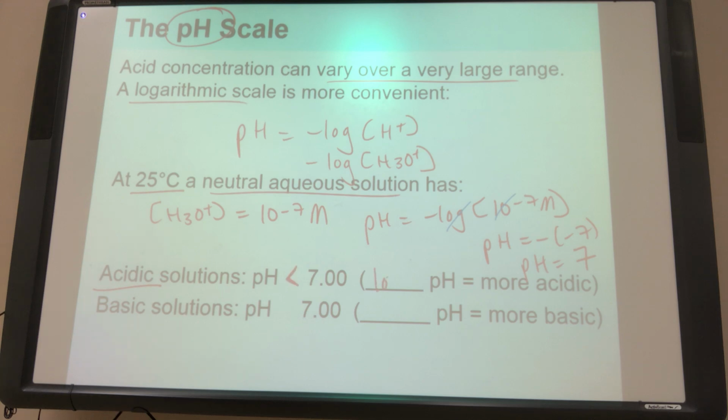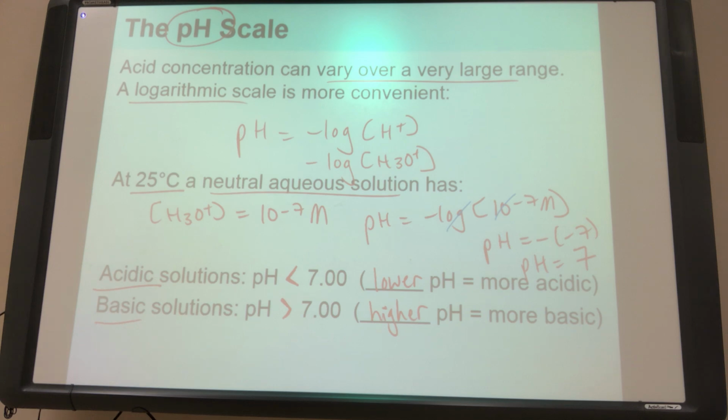The lower the pH, the more acidic. So 7 is neutral, less than 7 is acidic, and the lower it is, the more acidic. Basic solutions are greater than 7. The higher the pH, the more basic. So higher pH, more basic. The higher the number, the stronger the base.